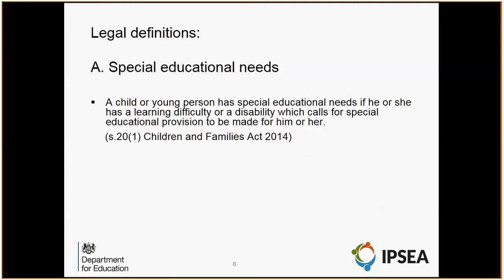The first one is special educational needs, and a child or young person has special educational needs if he or she has a learning difficulty or disability which calls for special educational provision to be made for him or her. Just remember, it's possible for a child or young person to be disabled, for example, but not to have SEN, and the other way round.